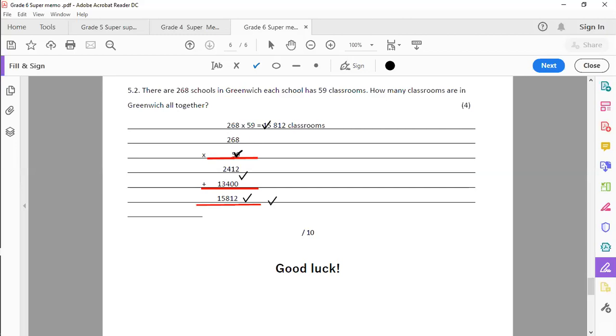Are we getting it? Are we getting the multiplication part? I see there's something going on in the chat. Let me just quickly get clarification from it.